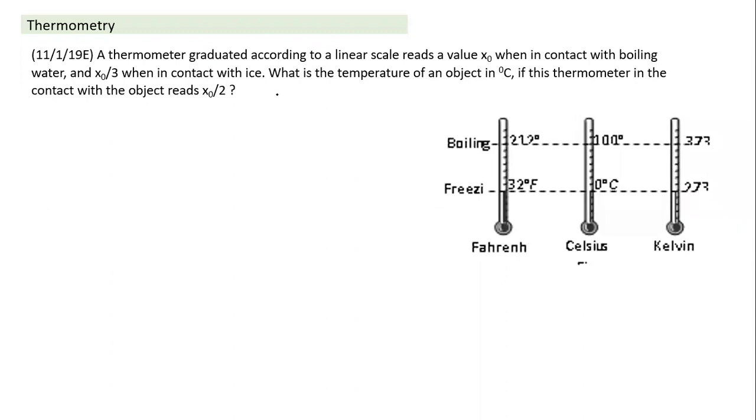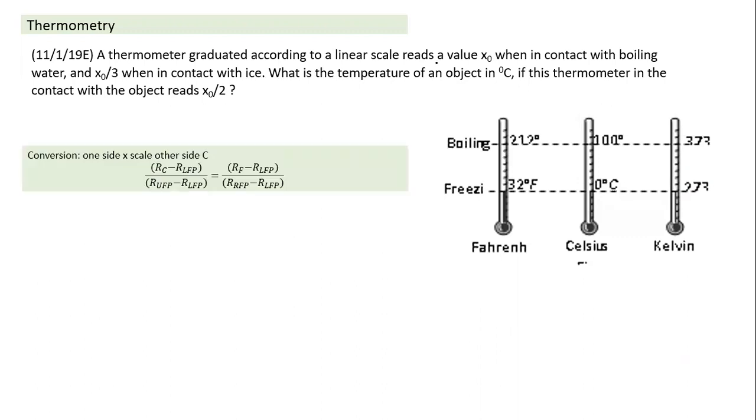So this is a thermometer graduated according to a linear scale. So this is an arbitrary scale. Not this is Kelvin, this is the X scale here. And what it says here: a thermometer graduated according to a linear scale reads a value of X naught when in contact with boiling water.